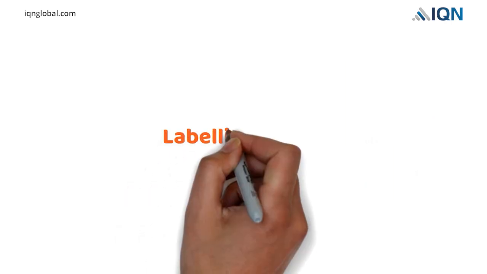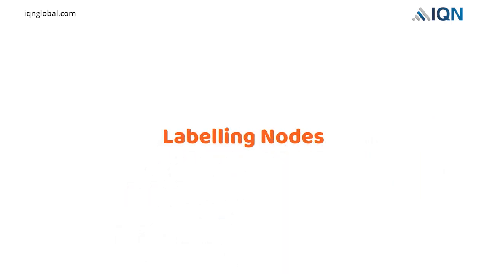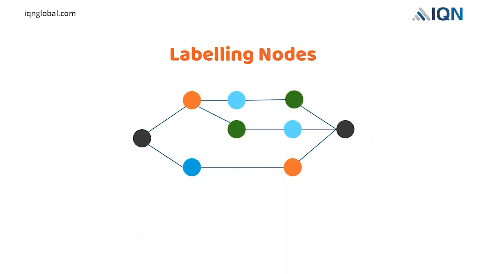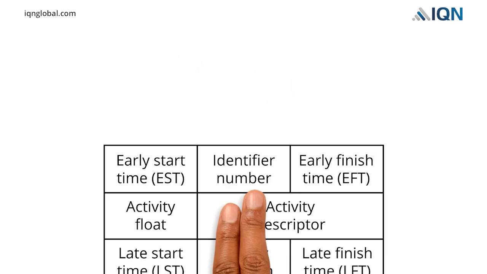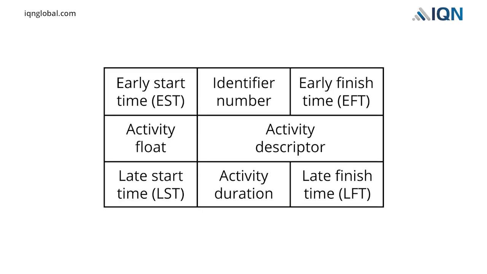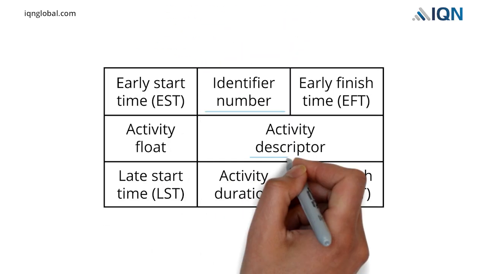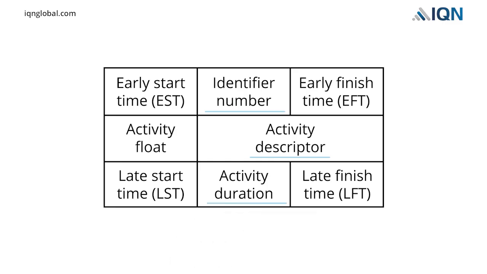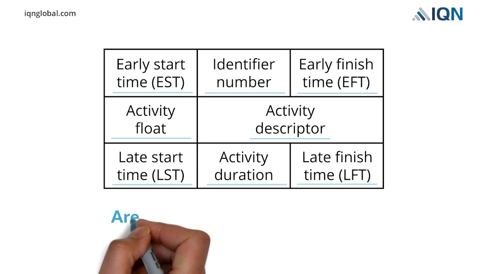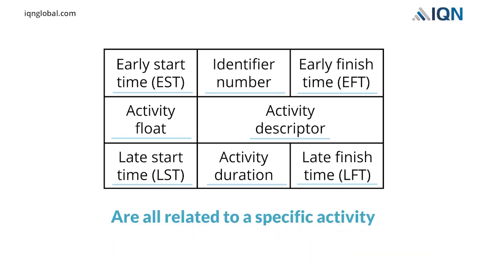Now, we are going to discuss labeling nodes. Project activities are represented by nodes. Each node should be clearly labeled with several pieces of information. A node may contain 8 pieces of information as shown in the figure: identifier number, activity descriptor, activity duration, activity float, earliest start time or EST, earliest finish time or EFT, latest start time or LST, and latest finish time or LFT. These 8 pieces of information are all related to a specific activity.